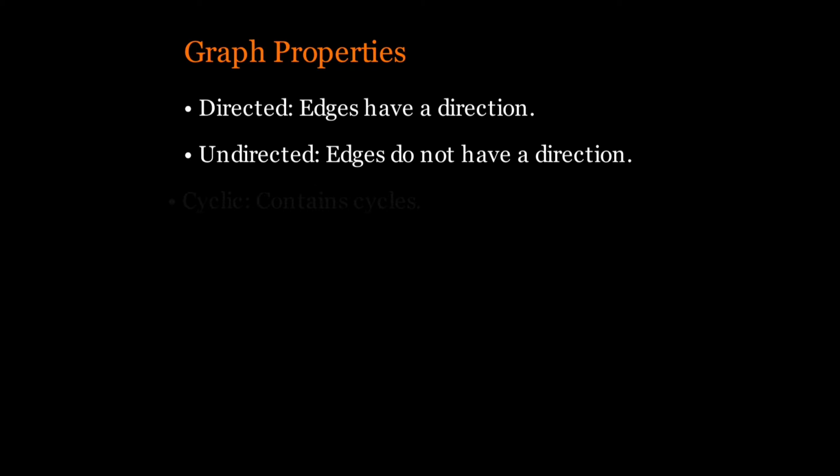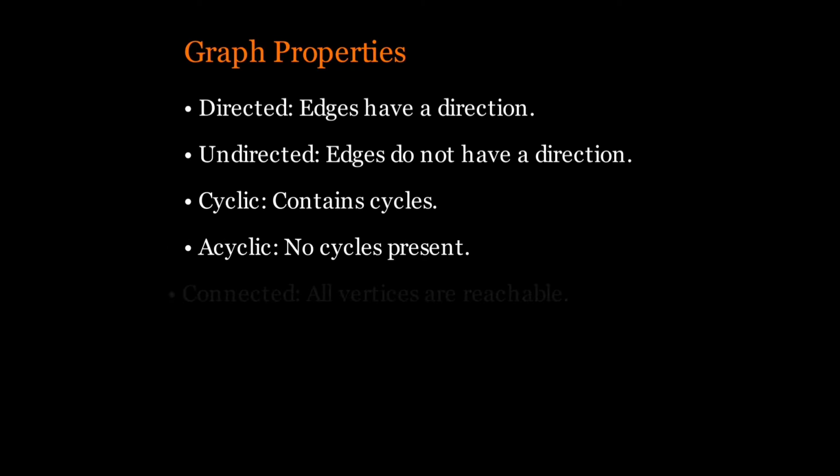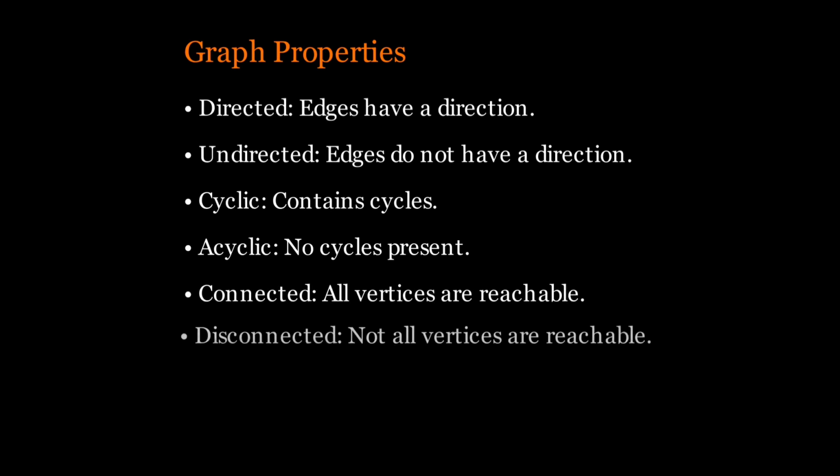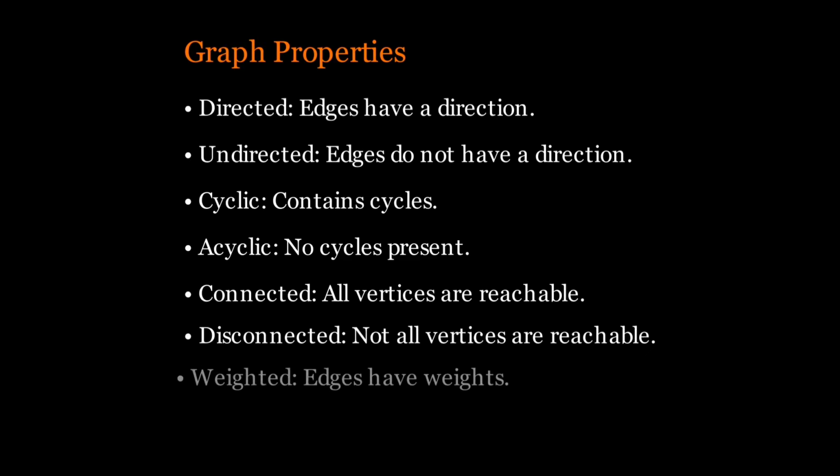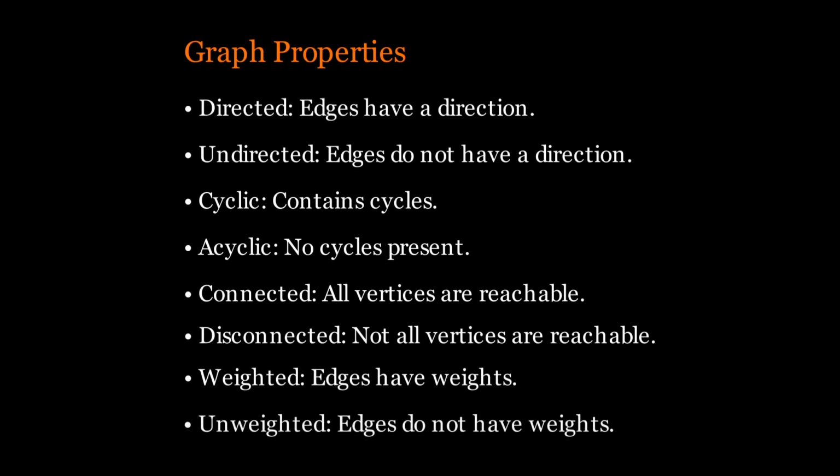Next is cyclic and acyclic. A cyclic graph contains cycles, while acyclic does not. Connected versus disconnected. In a connected graph, you can reach any vertex from any other vertex. In a disconnected graph, some vertices are isolated. Weighted versus unweighted. Weighted graphs assign values to edges like distances or cost, while unweighted graphs treat all edges equally. These properties define how graphs behave and are used in real-world scenarios.